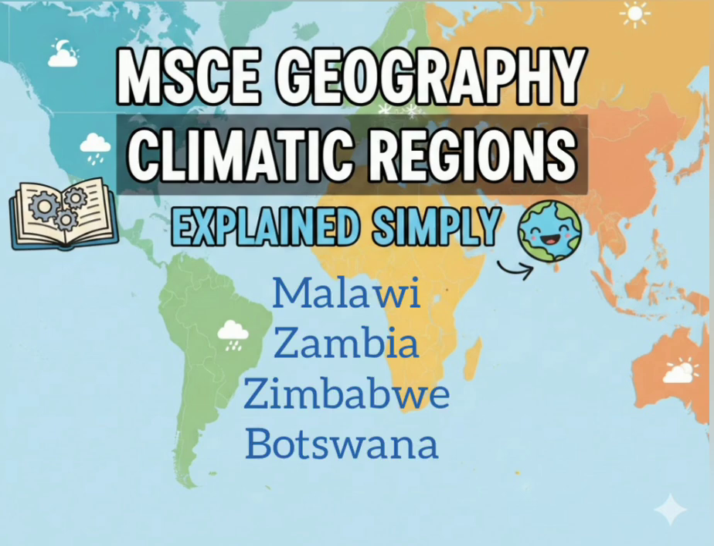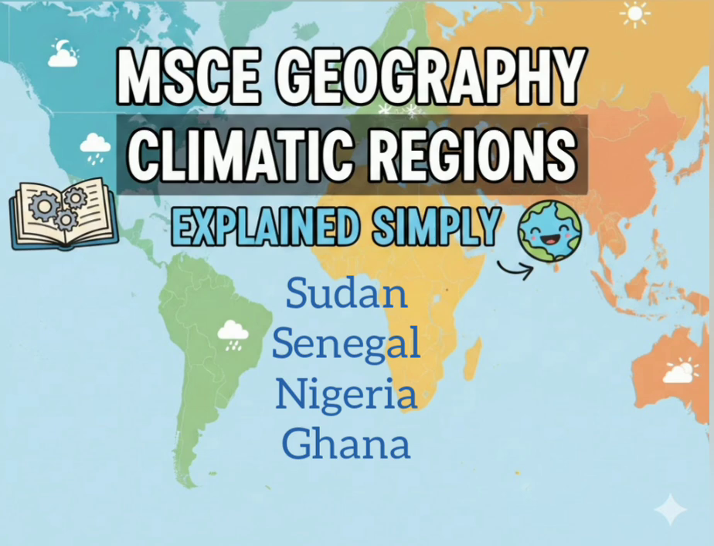In the southern hemisphere, tropical continental is experienced in Malawi, Zambia, Zimbabwe, and Botswana. In the northern hemisphere, tropical continental is experienced in Sudan, Senegal, Nigeria, and Ghana.